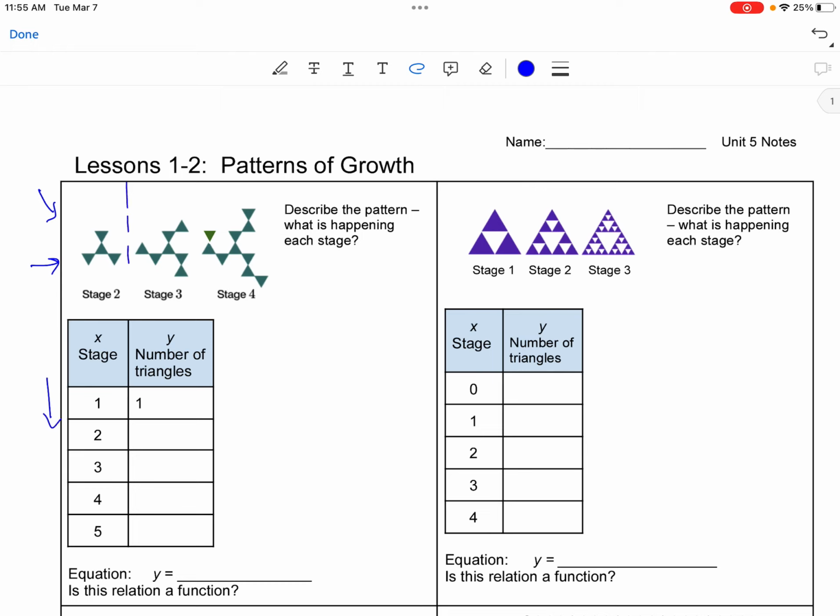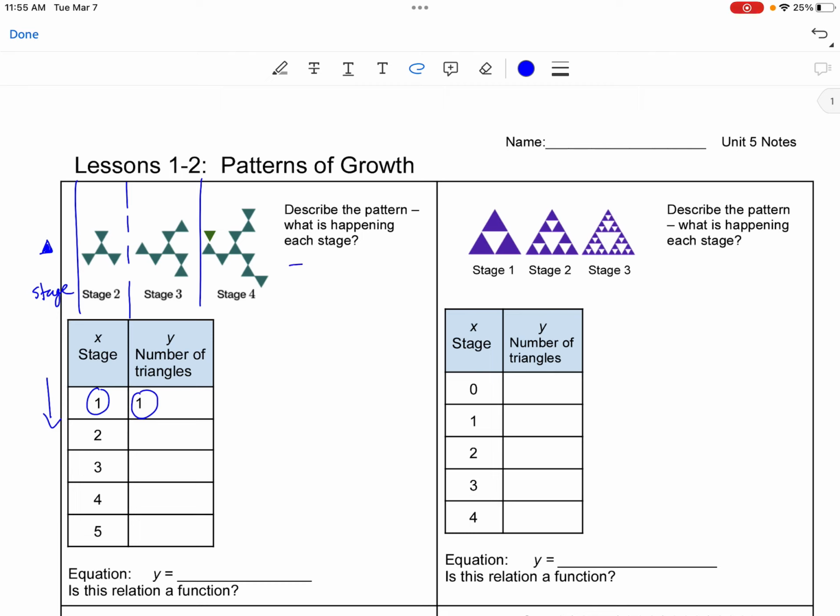So here is stage. We have listed stage 2. We don't have stage 1. Stage 1 would be just one single triangle. We could draw that in here. That is stage 1. So that's why we have stage 1 here, and y is the number of triangles.